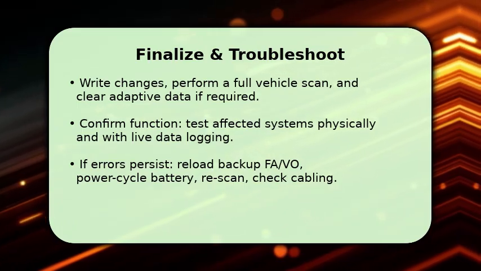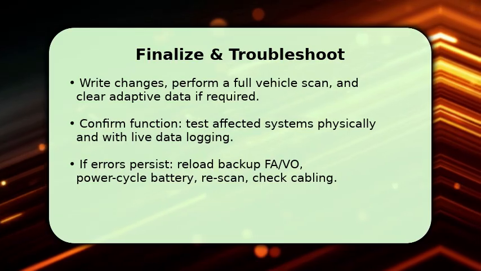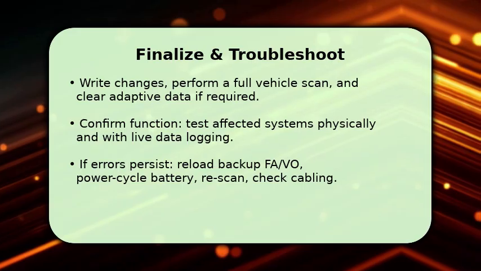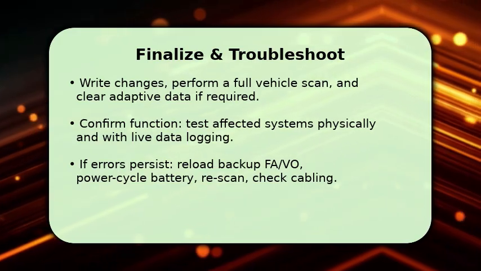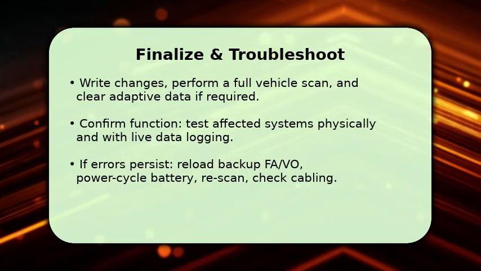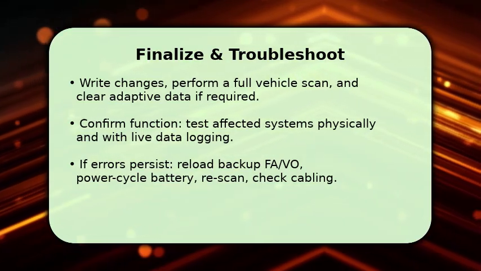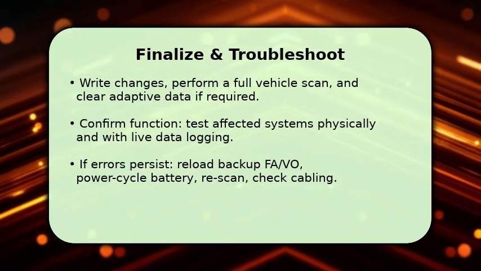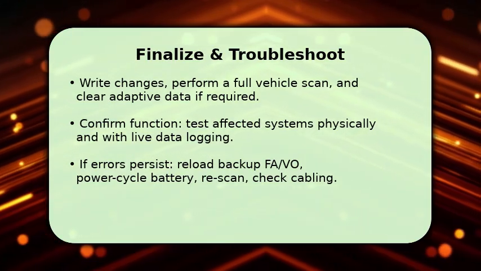After writing, test the actual functions and monitor live data to validate behavior. Software says success, but the road test confirms it. If something goes wrong, restore the FA/VO backup you saved, power cycle the vehicle or battery, and rescan. Make sure cables and interface drivers are intact. Those are the usual culprits when communications fail.